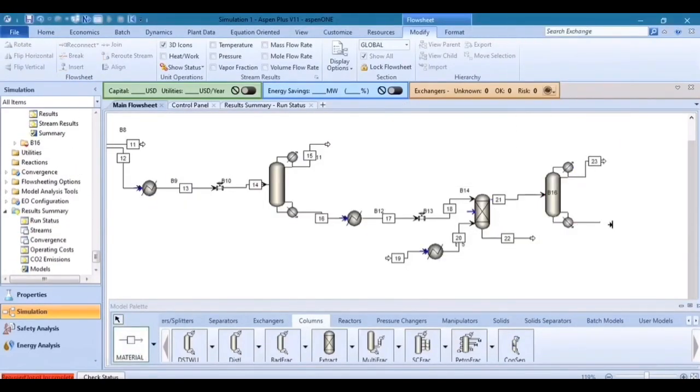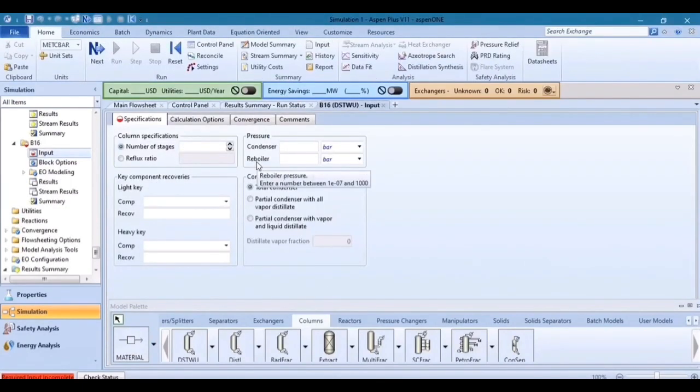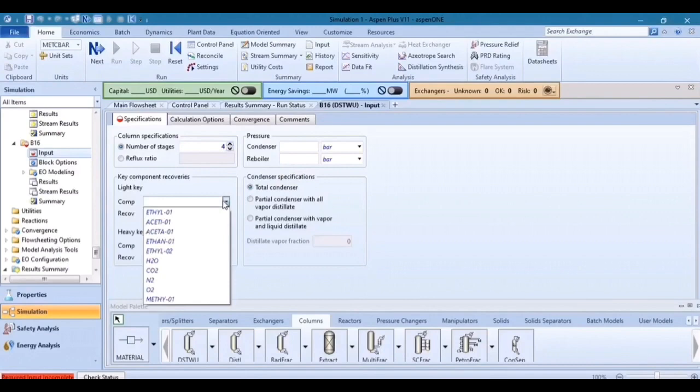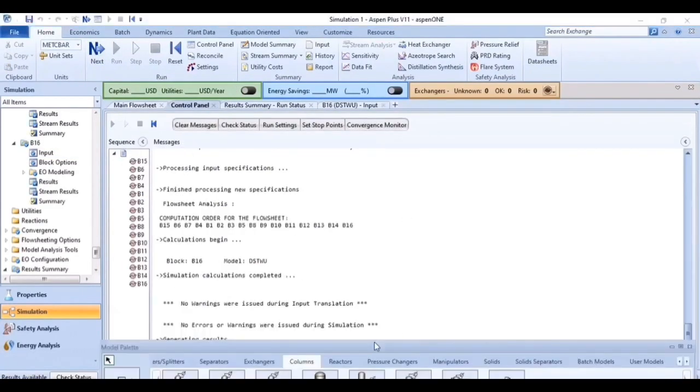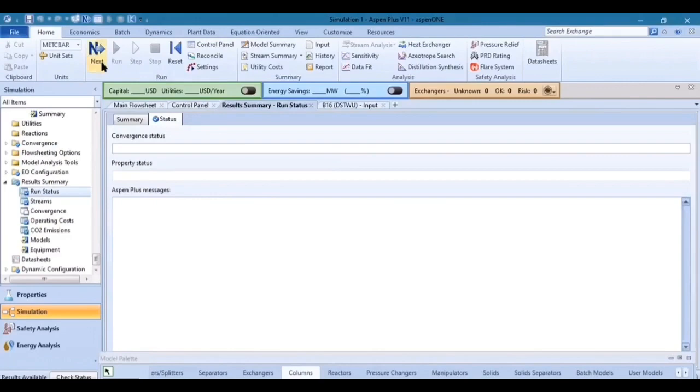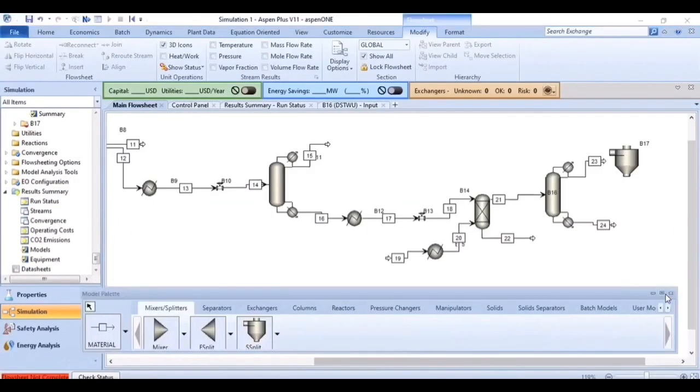After that, the last column is solvent recovery column, where we put the STW unit. We can input number of stages, component for both light key and heavy key. Light key component is MTBE and heavy key is acetic acid. Following that, simulation calculation will proceed. We can see there is no warning or error present.